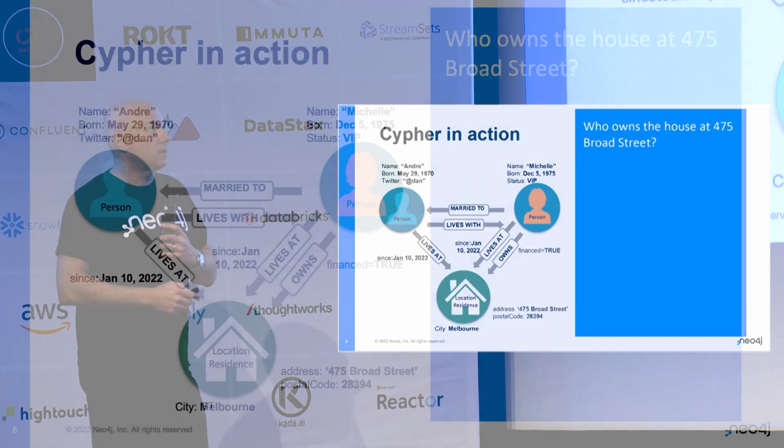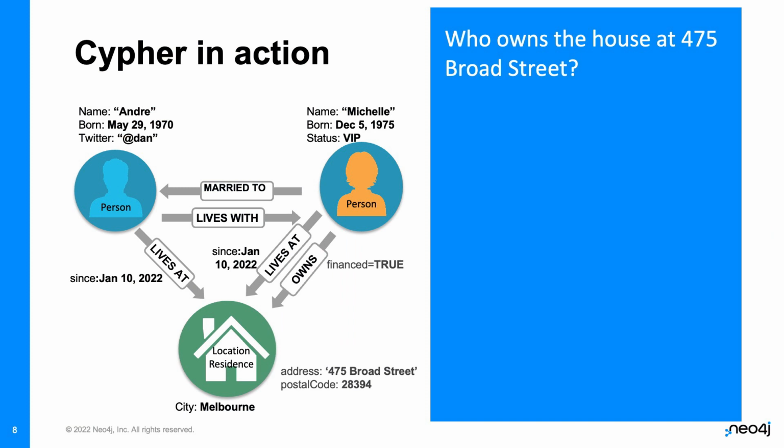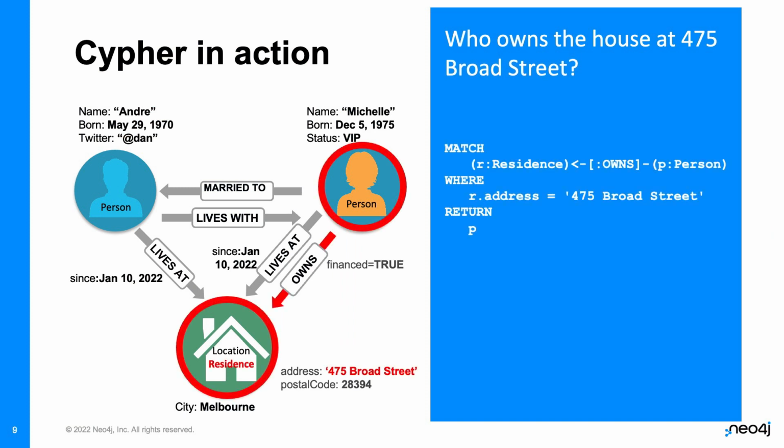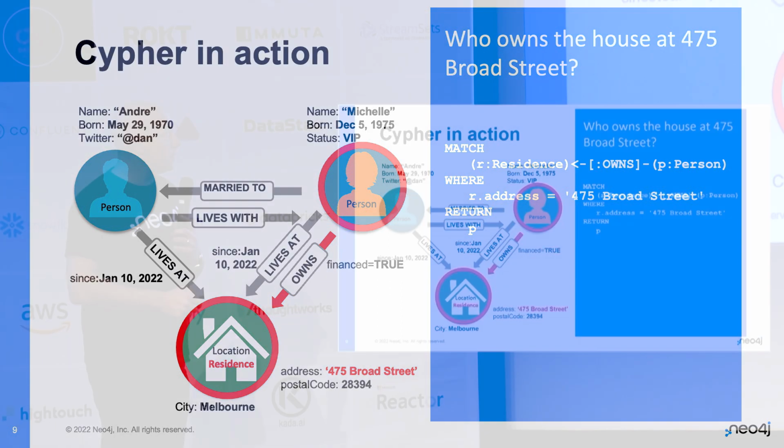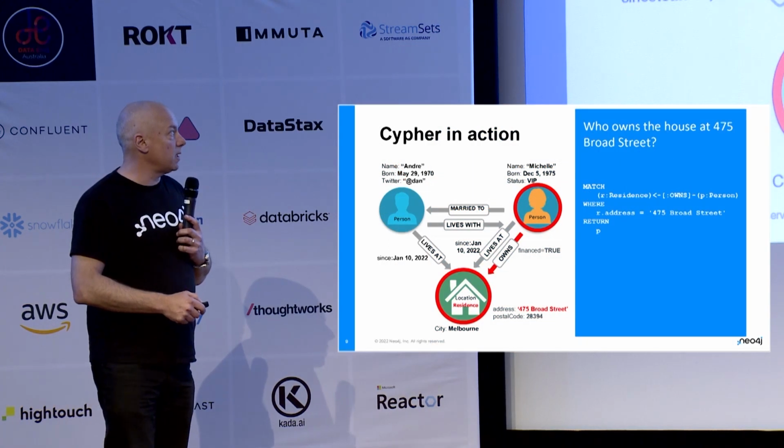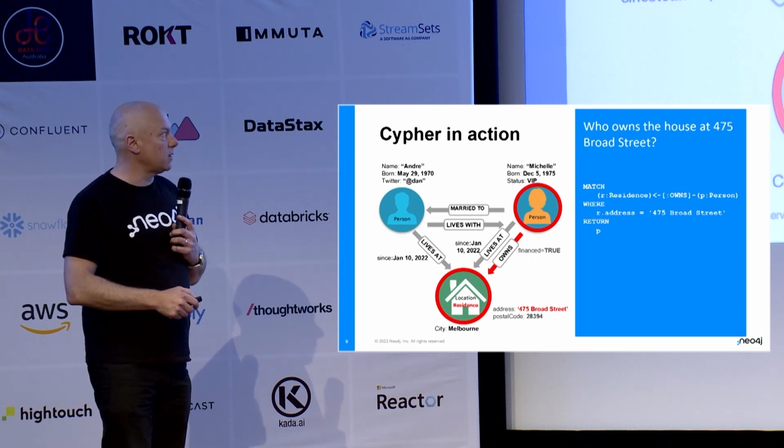So, just to look at some examples of Cypher in action, who owns the house at this particular street? At this same picture we saw before, the query looks like this. We're addressing a couple of nodes. We're matching the person who owns the residence, where the address is 475 Broad Street, and we return P, and P is actually that person. Okay, so we would get Michelle back.